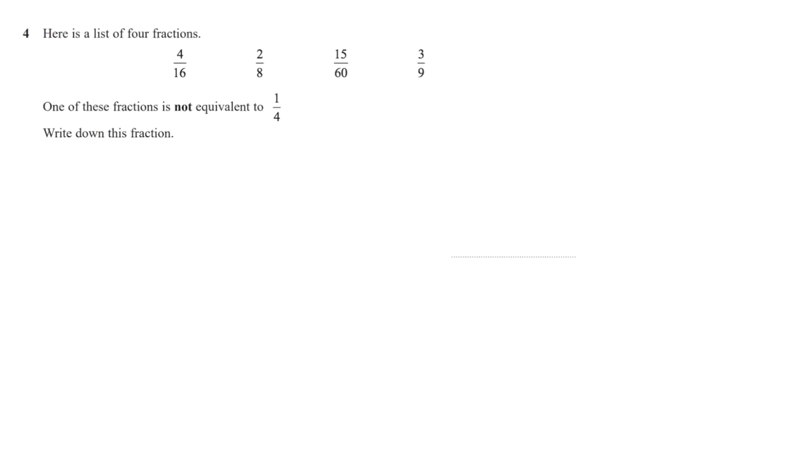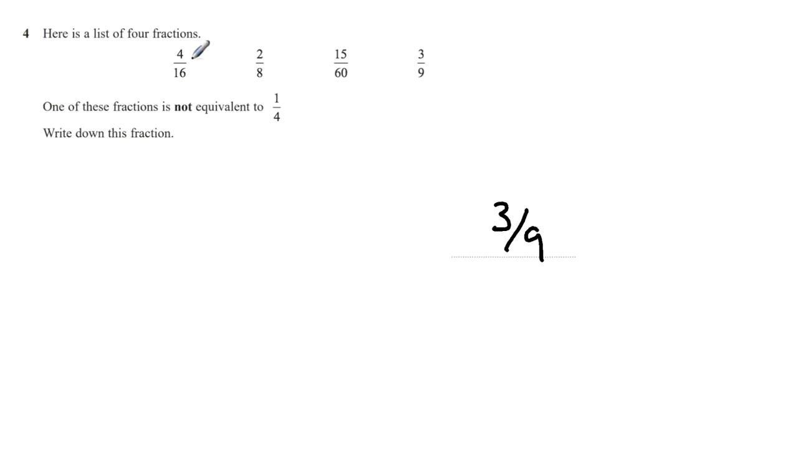Question 4, here is a list of 4 fractions. 4 over 16, 2 over 8, 15 over 60, 3 over 9. One of these fractions is not equivalent to 1 over 4. Write this fraction down. So the answer is 3 over 9. Because the first three fractions all produce, when you simplify them further, 1 over 4.